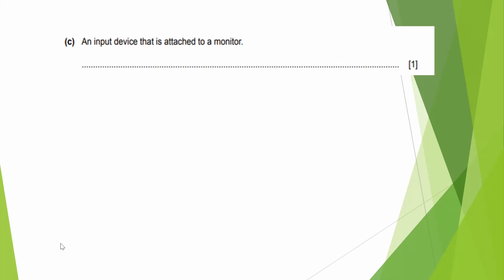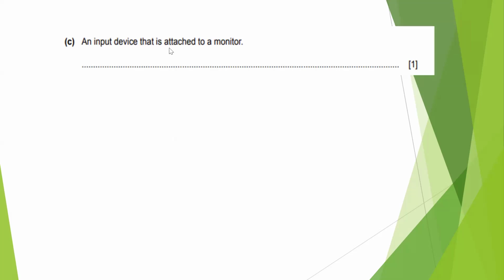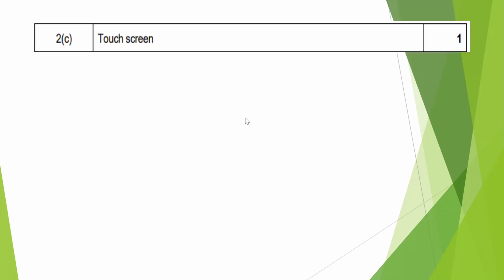Webcam. It says touch screen, an input device that is attached to a monitor. Yes, touchscreen. Webcam is not necessary now.